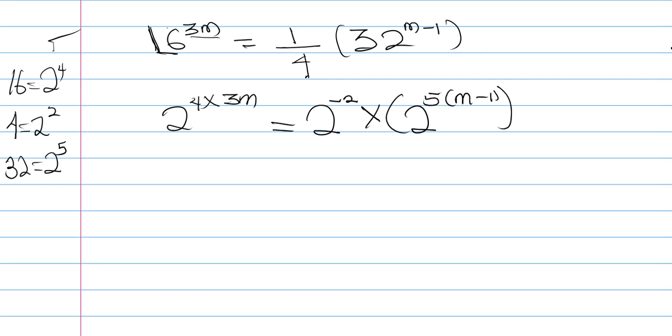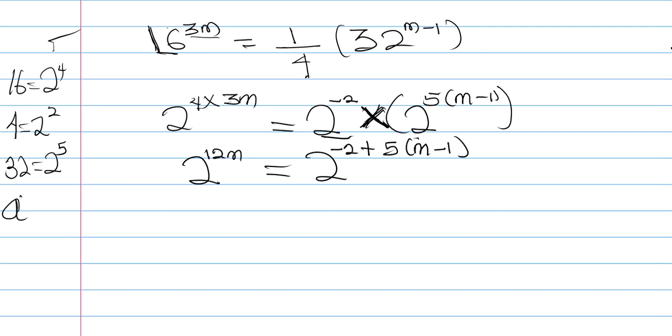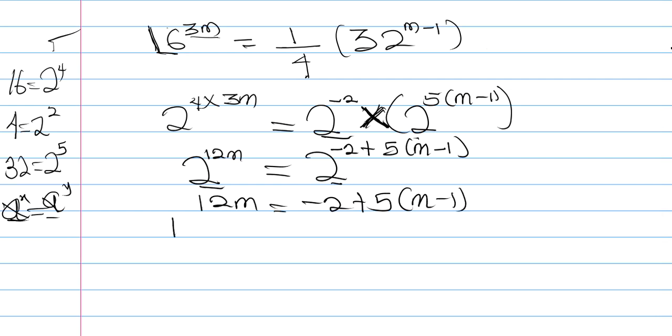Now here I can have 2 raised to power 4 times 3 is 12, put your m. Now since we have the product here, just add the powers together. We're going to have minus 2 plus 5 into m minus 1. According to the law of indices, if you have the same base, which is 2, 2 here, just cancel this one. It means 12m equal to minus 2 plus 5 into m minus 1.